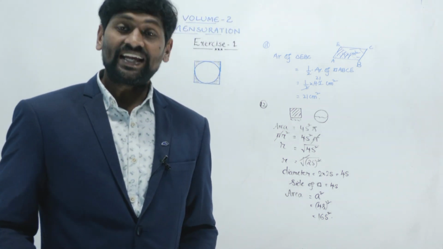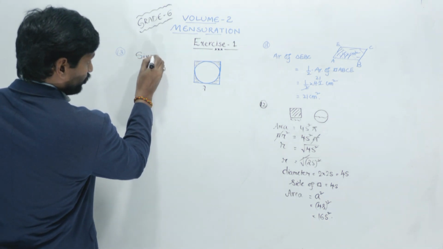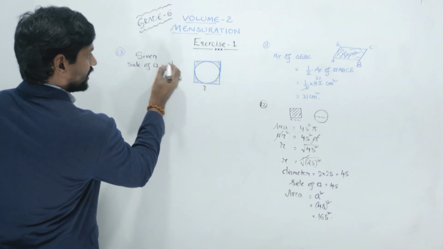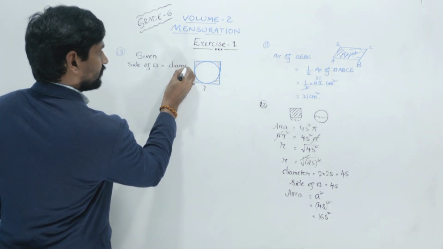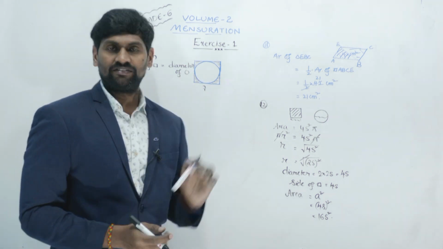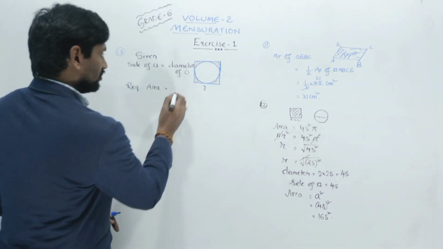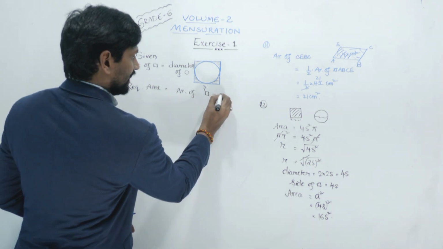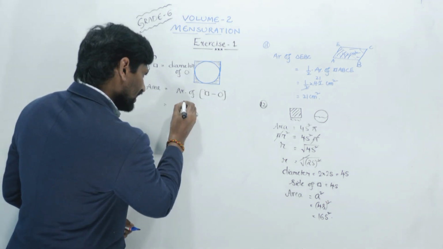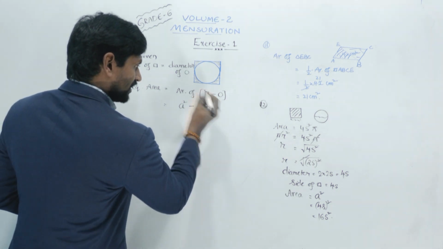Now the side of the square is 7 centimeters. From the given figure, the side of the square equals the diameter of the circle. That means the diameter is also 7. So the required area is the area of the square minus the area of the circle. The area of a square is side into side, and the area of a circle is pi r square.